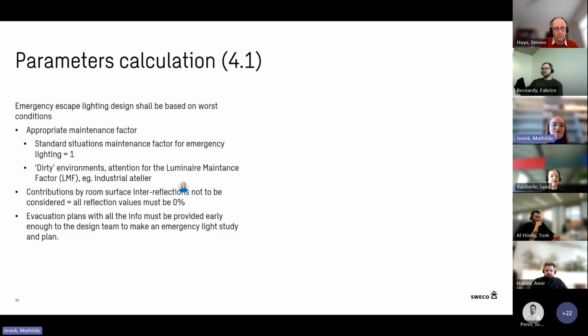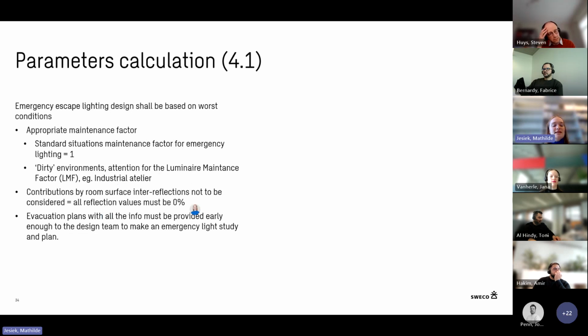And then this is more if we do a lighting study. Because there was also sometimes discussion on this, the maintenance factor for a standard situation will be put on 1 for emergency lighting studies. If you have a very dirty environment, like industrial ateliers with a lot of dust, it's recommended to have a lower maintenance factor, because the dirt or dust will also impact your emergency lighting.